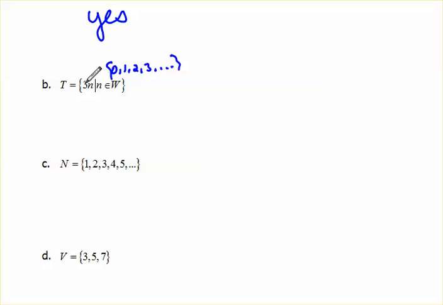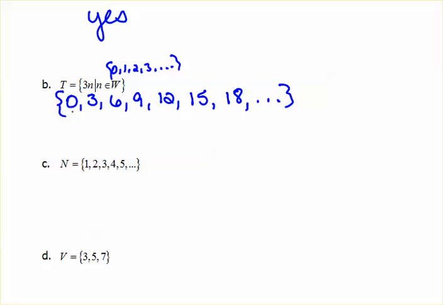to start off with 0, 3 times 0 would be 0. If I were to then go 1, 3 times 1 would be 3. If I were to then use 2 for my n, 3 times 2 would be 6. If I were to use a 3, 3 times 3 would be 9. Let's just do a few more. If I were to use 4, 3 times 4 would be 12. If I were to use a 5, 3 times 5 would be 15. If I were to use a 6, 3 times 6 would be 18, and so on and so forth. So this is really the set that we're looking at.